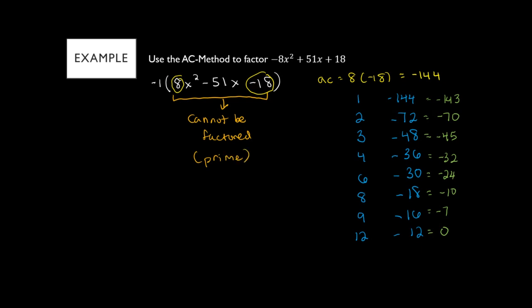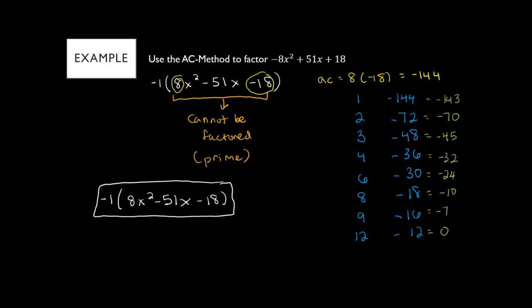So your answer is the step that you stopped at. Negative 1 times 8x squared minus 51x minus 18. We tried to factor using the AC method. We can't go any further. So that's just our final answer because that's as far as it goes. There's no other way to factor that. So that is the AC method in a nutshell.